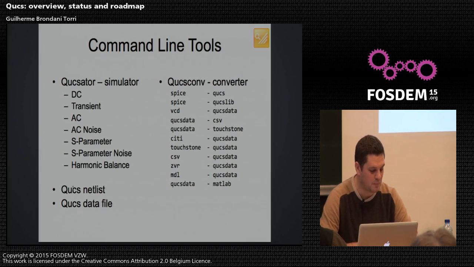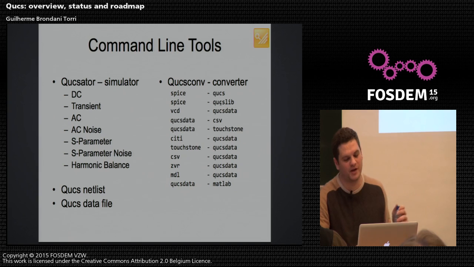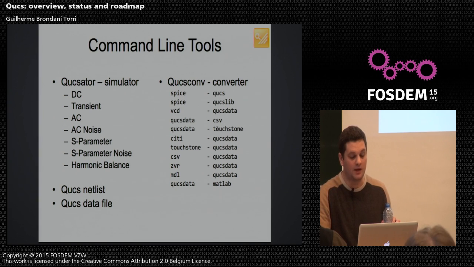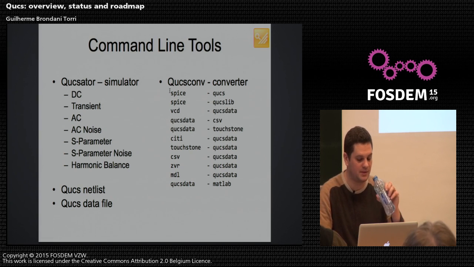Qucs uses a different netlist. It's our own netlist, our own data file. And there is this converter that we use to move from SPICE to Qucs and to create libraries from SPICE components. And there are other exports from our data to CSV. It can read and deal with Touchstone, for instance, for S parameters. You can pick up from the machine and plug in there to simulate.